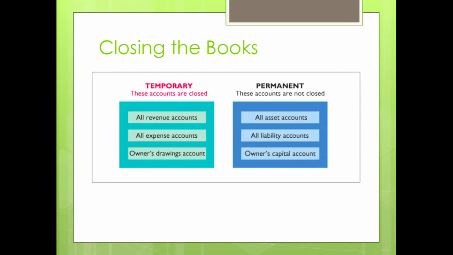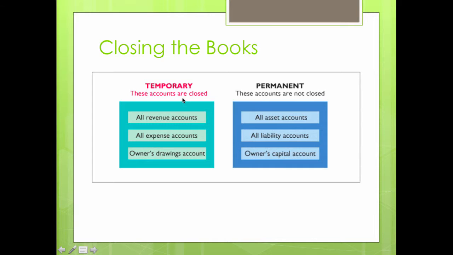You will learn as you read Chapter 4 that there are two types of accounts. You have the temporary accounts, which are all the revenues, the expenses, and the owner's drawings accounts, while the permanent accounts are all the assets, liabilities, and owner's capital accounts. Okay, and notice that we only close temporary accounts. You see this?